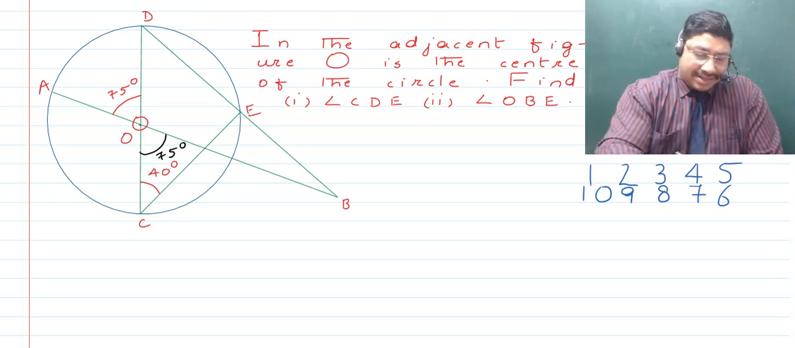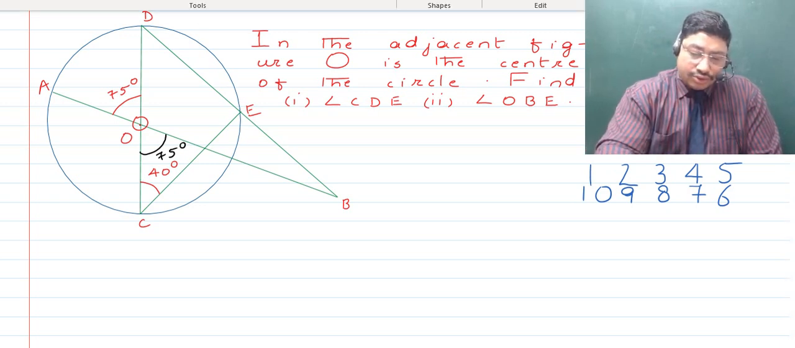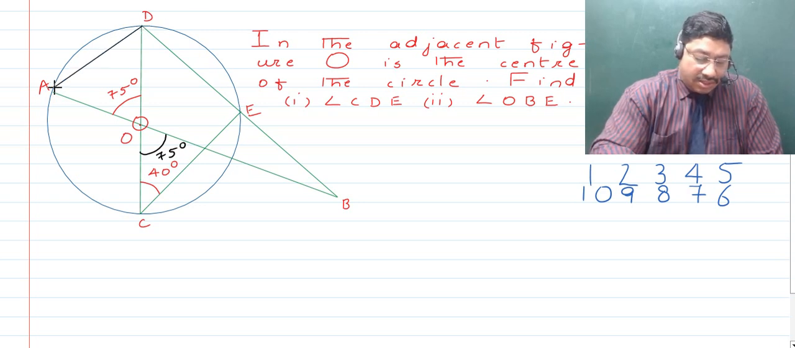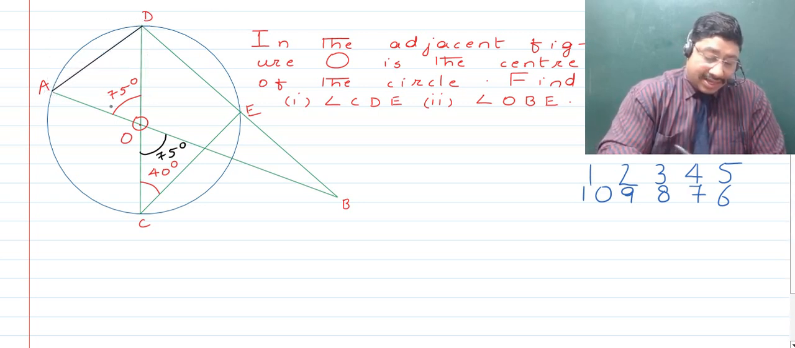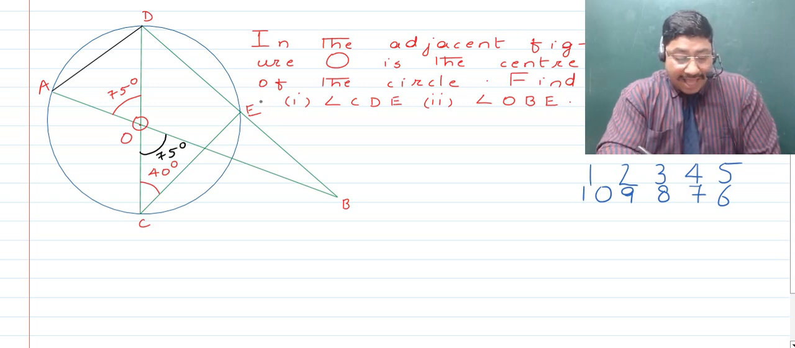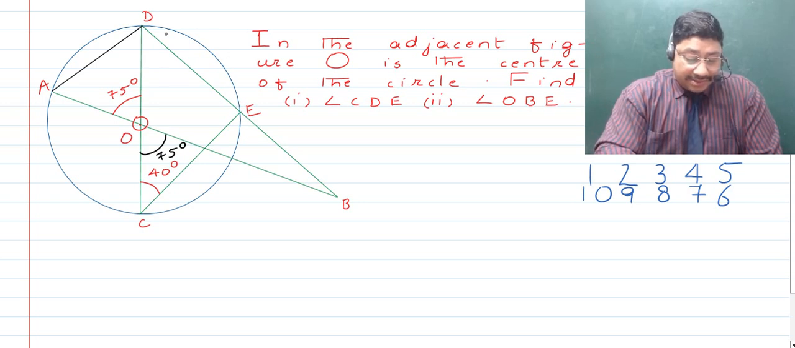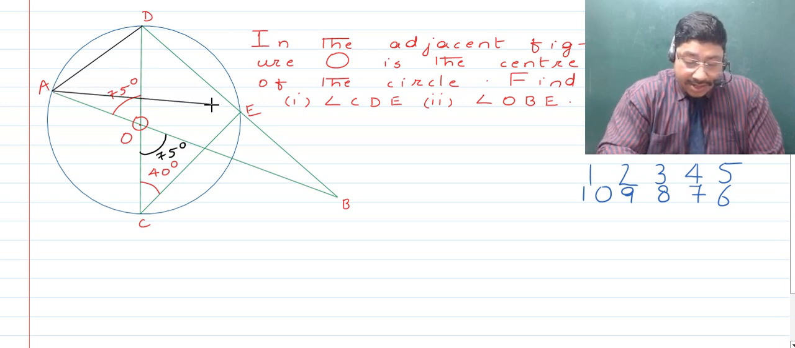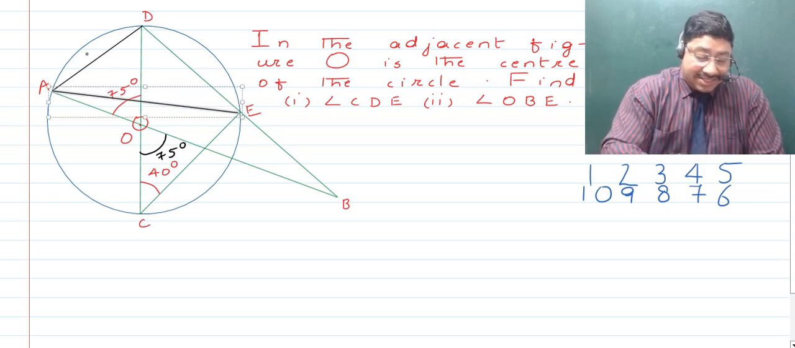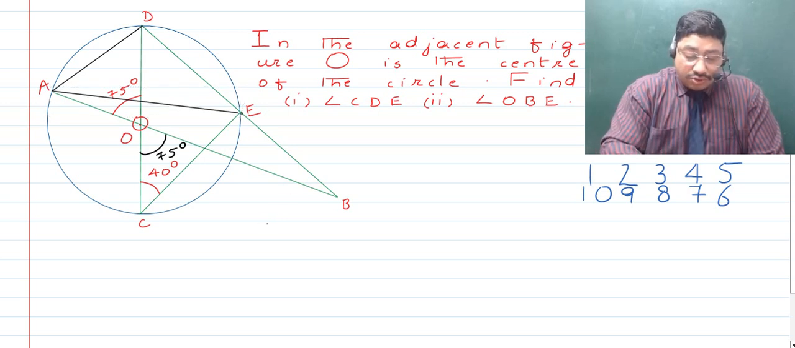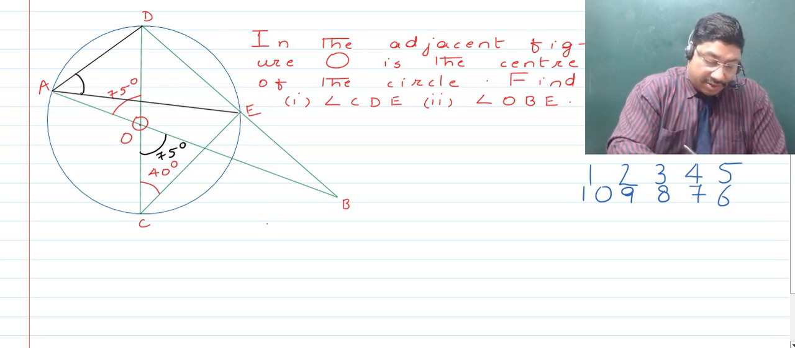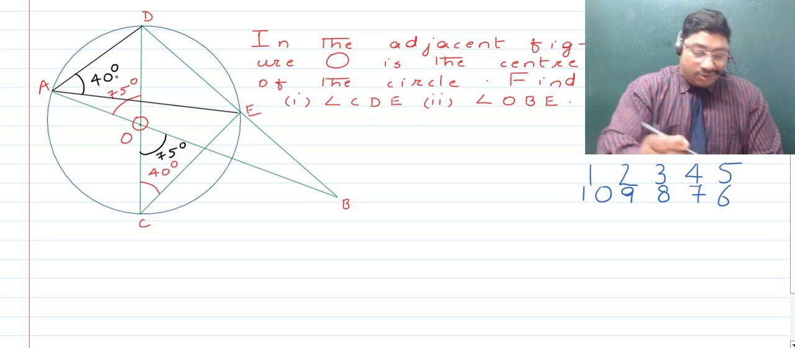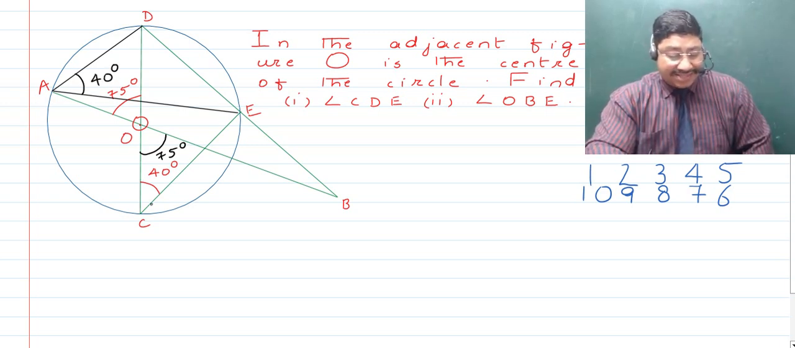For that matter, let's try and draw one chord, and I'll show you that. If we join D with A, we can easily see the angle which is formed on the DE segment of the circle by drawing another chord. So this angle DAE will also be how much? It is going to be 40 degrees, because angles on the same arc of a circle are equal. As this angle on DE is 40 degrees, this angle also is going to be 40 degrees.